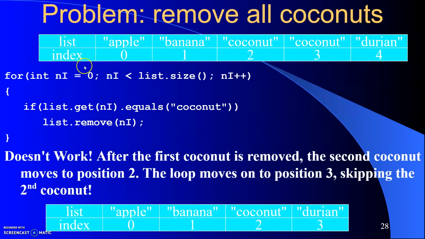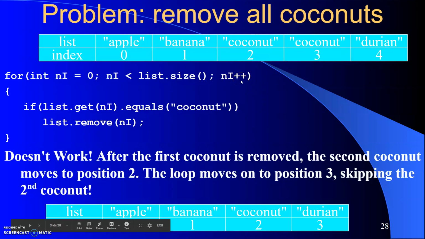So let's say I made a loop to go through all the elements in my array list looking for anything that has the word coconut. I want to remove all the coconuts. Well, when I get to position 2, I find a coconut, I remove it, but then the second coconut that used to be in position 3, it moves into position 2.